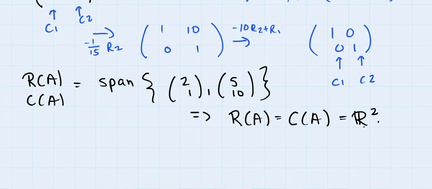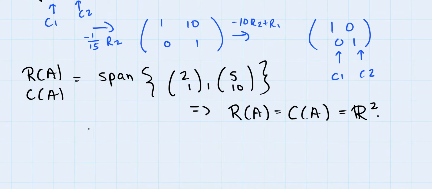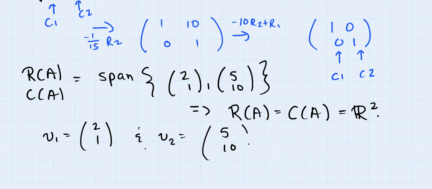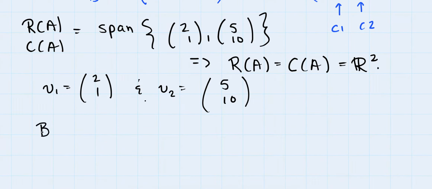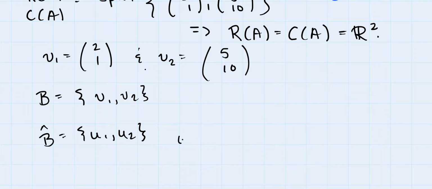Great. What can I do with this? Well, I want to form an orthonormal basis, but I want to use the column space, and I actually want to use these 2 vectors. So I'm going to label them V1 and V2 like we did in the description of the Gram-Schmidt orthogonalization process. So we're going to let V1 be 2, 1, and V2 be 5, 10. And our basis is V1, V2. And we want to find another basis, U1 and U2, that's an orthonormal basis.